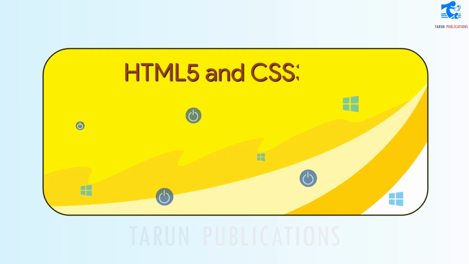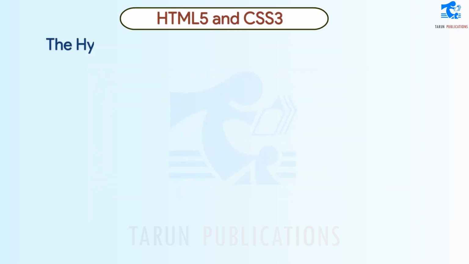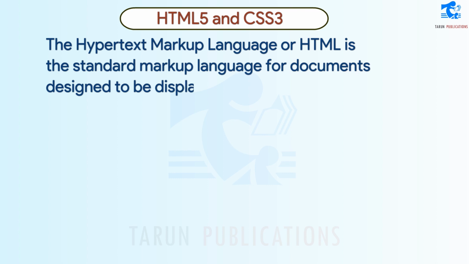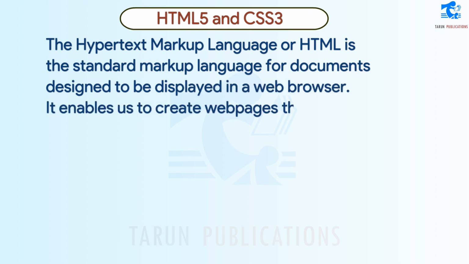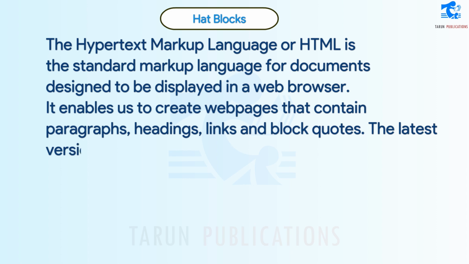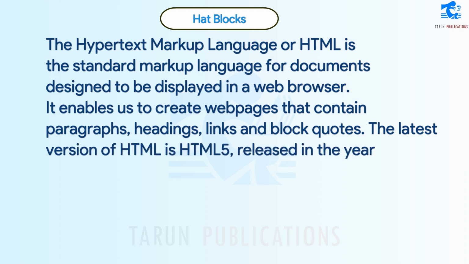HTML5 and CSS3. The Hypertext Markup Language, or HTML, is the standard markup language for documents designed to be displayed in a web browser. It enables us to create web pages that contain paragraphs, headings, links, and block quotes. The latest version of HTML is HTML5, released in the year 2008.